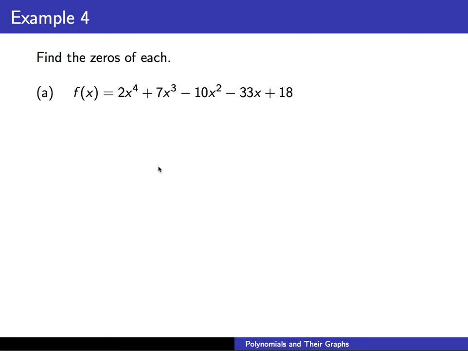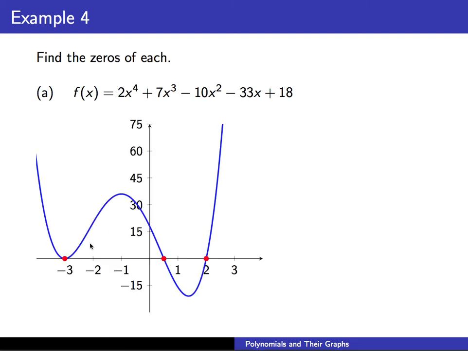So example 4, find the zeros of each. We have f of x equals 2x to the fourth plus 7x cubed minus 10x squared minus 33x plus 18. With something like this, I would strongly recommend that you graph it. Here we have a 0 at -3. We have a 0 here, it looks to be about -0.5. We have a 0 at 2.